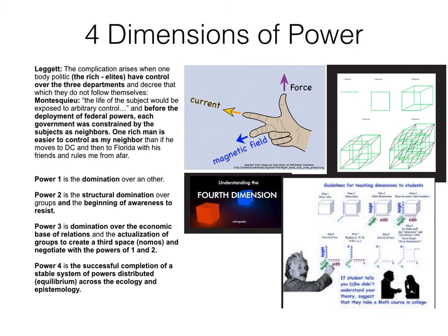So we need this third space, and that's what Foucault was talking about. There needs to be some third element that is going to allow for the powerful, the powerless, and the folks in the middle, the so-called neutral people, to talk this out and negotiate. And then power 4 would then be the successful completion of a stable system called equilibrium. And this would be something that's in our environment and also in our concept of knowledge in the way that we're using it.